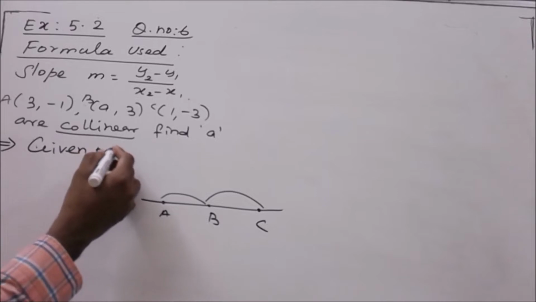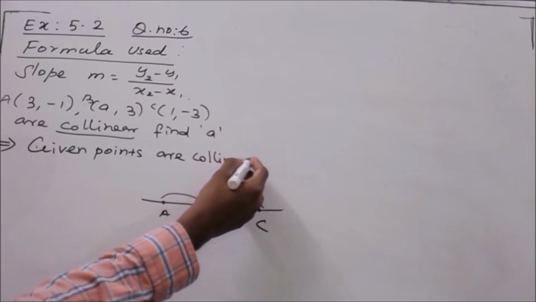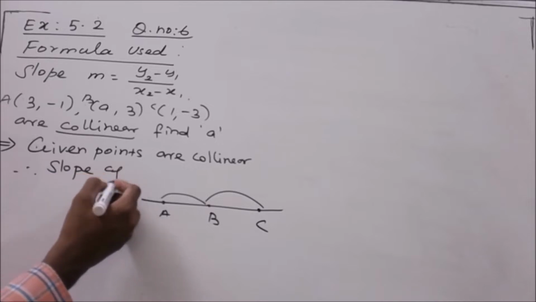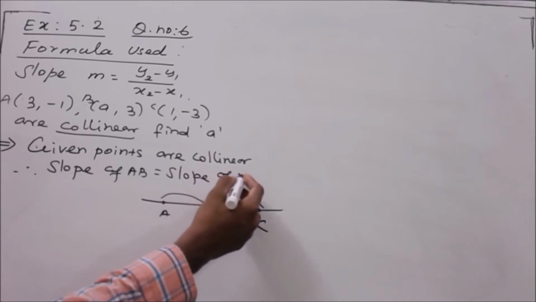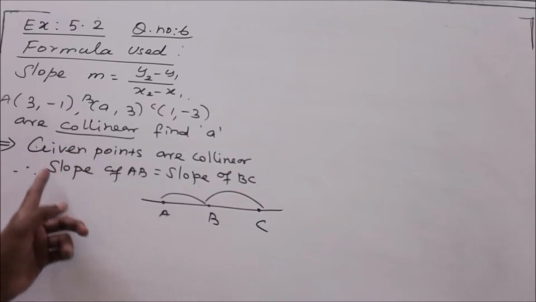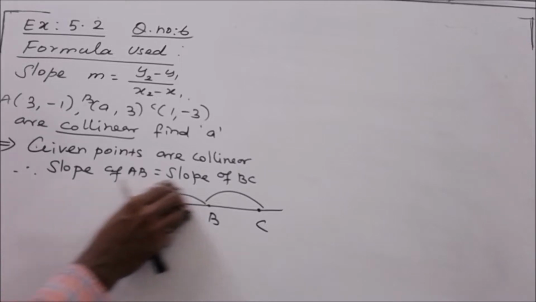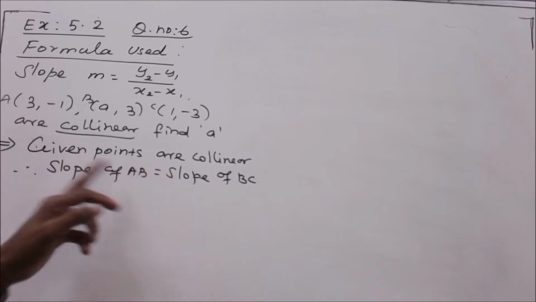So, if the given points are collinear, therefore slope of AB equals slope of BC. To prove collinear, you should find slope of AB and slope of BC, and show that they are equal. Here the question itself says they are collinear, so we can directly equate the slope of AB and the slope of BC, then substitute the values and you will get the required result.